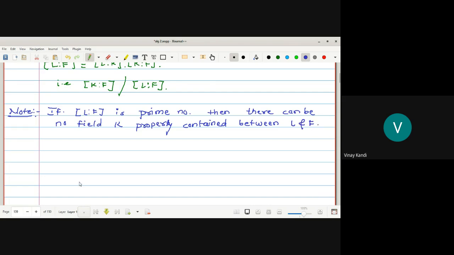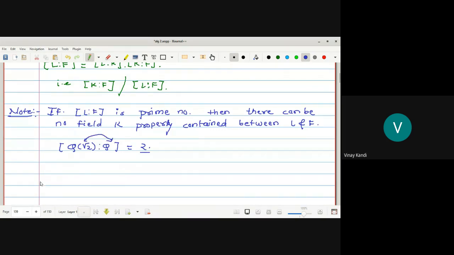Suppose the degree of L over F is a prime number. Then between L and F no field exists. For example, Q root 2 over Q. Q root 2 is the field. What is the degree of Q root 2 over Q? It is 2, which is your prime number. So between these two, no field exists.